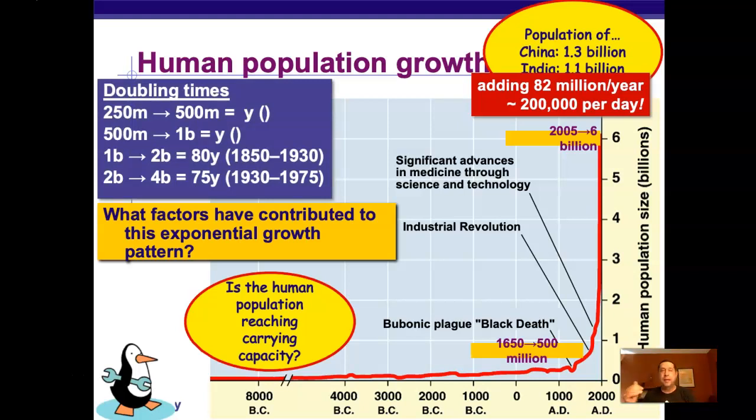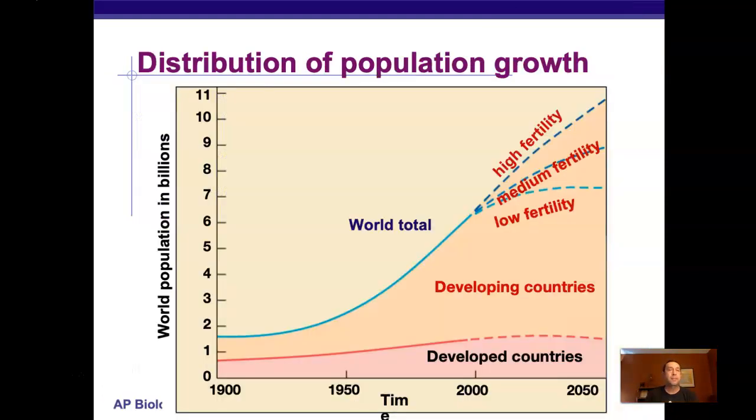So what you want to look at is the doubling time. How long did it take to go from 250 million to 500 million, from 500 million to a billion, from a billion to 2 billion? Again, we start getting to recent history where it's been growing pretty quickly. Doubling time was about 80 years, 2 to 4 billion, about 75 years. So you can see that doubling time is getting shorter. That tells us we are growing very rapidly.